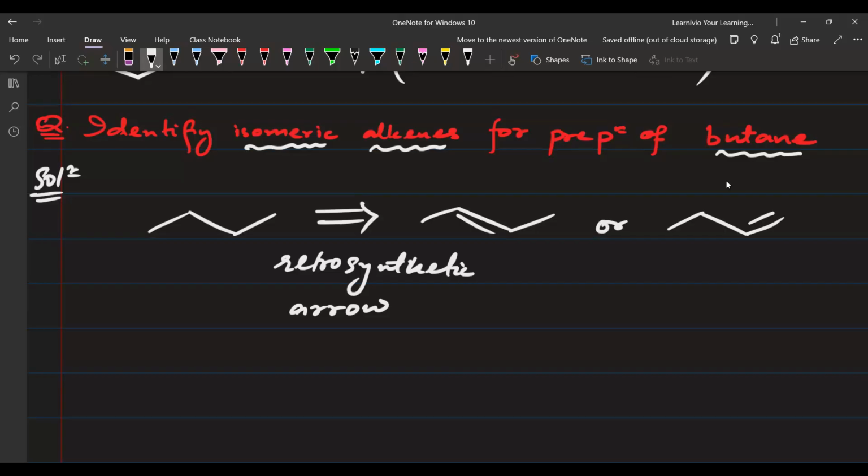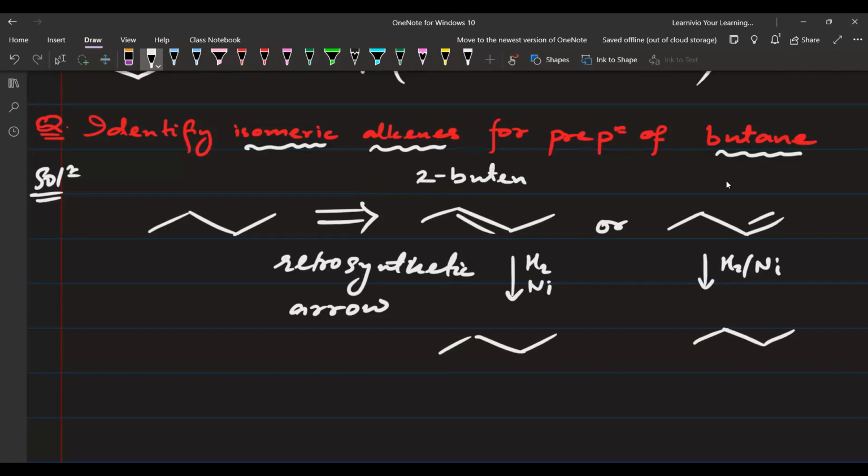Correct? In this one also, if you used H2 in the presence of nickel, and in this one also, when you used H2 in the presence of nickel, both of these are going to give you only what? A butane of 4 carbon atoms, an alkane. Does it make sense? Yes, sir. So what are the 2 isomeric alkenes? So it is 2-butene. Now butene or 2-butene is the same thing, or 1-butene, or but-1-ene. That's the same thing.